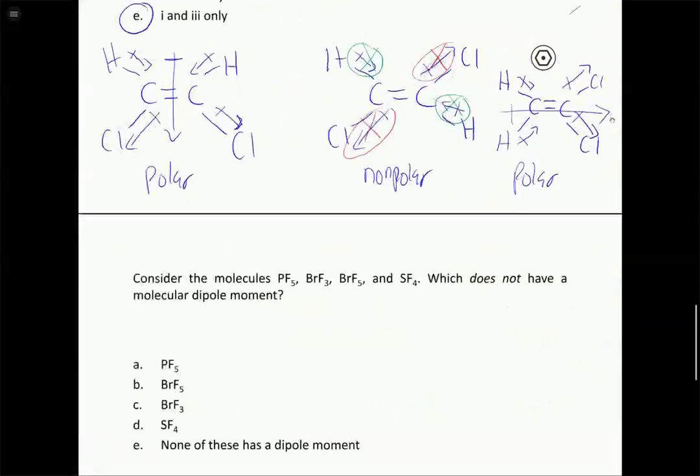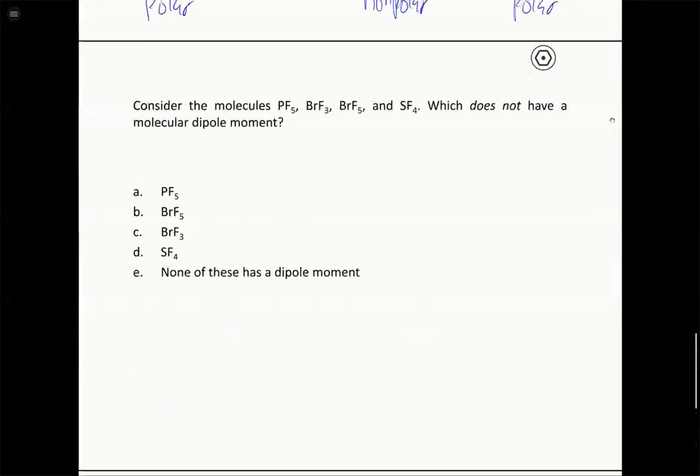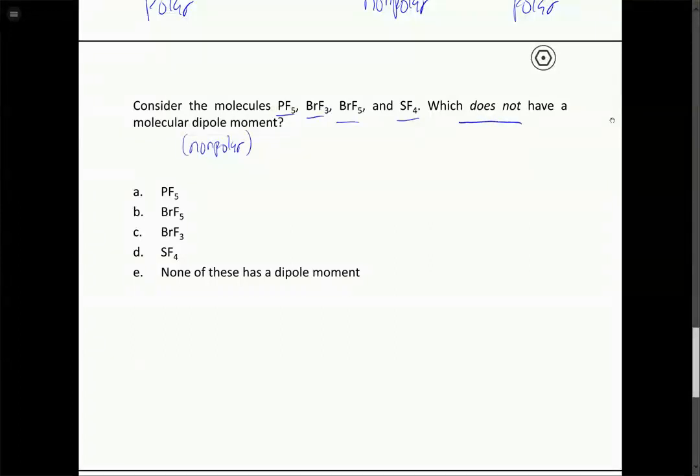Alright. So the last two are a little bit more straightforward because they deal with our AXn type structures, the more typical Lewis structures that we've been drawing. And again, we were looking here, we have PF5, BrF3, BrF5, SF4, which does not have a molecular dipole moment, or alternatively we can say which one is nonpolar. And again, this is going to be a situation where we have all of the bond dipoles canceling out. We're looking for the case where all the bond dipoles cancel out.